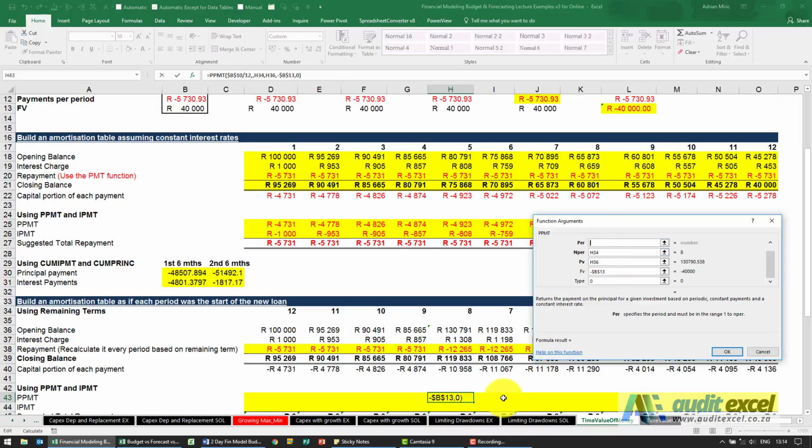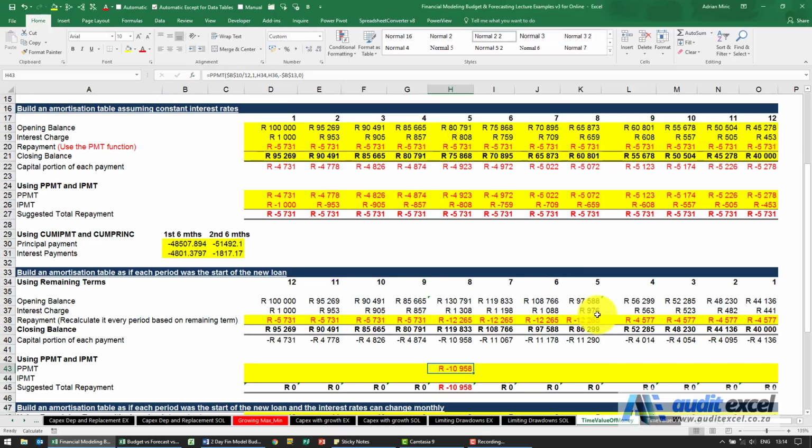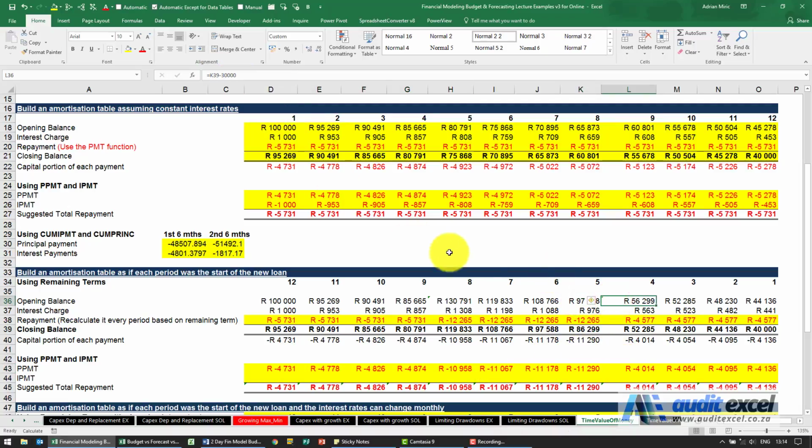If I copy it here, we're now going to have a 7-month loan. What period is that of a 7-month loan? It's also period 1. So we're actually going to hard code 1 in here. So when I say OK, you'll see it gives me the exact same number for the capital portion. When I copy it across, you'll see that it always matches up, even though we've got places where we suddenly put money in and take money out.